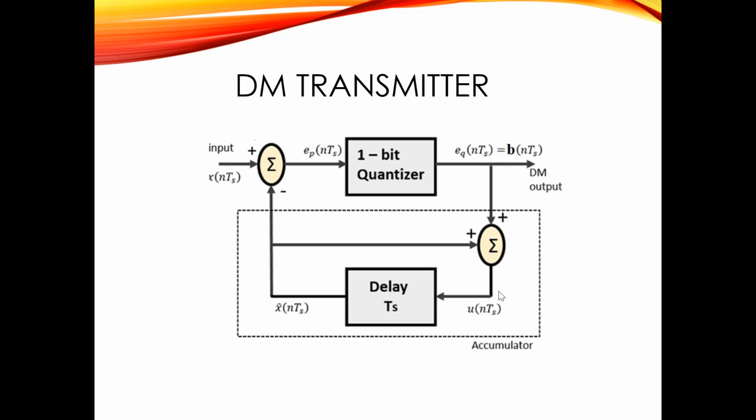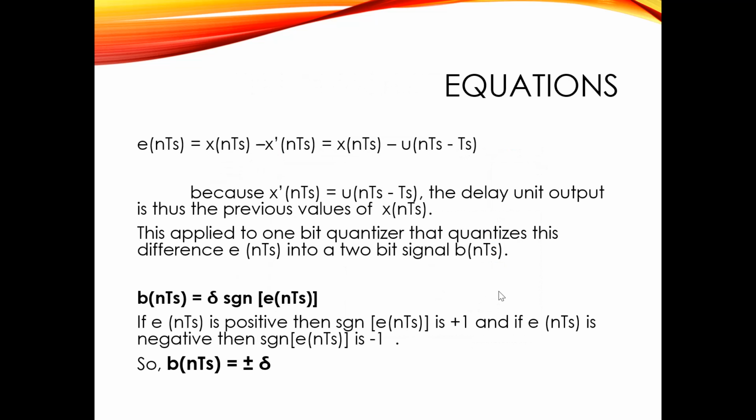So basically in delta modulator transmitter, the sampled signal x of nTs is applied at the input. The accumulator produces a staircase approximated version x dash of nTs of the previous sample value. The prediction error E of nTs is found, that is x of nTs minus x dash of nTs, and the prediction error is quantized into a single bit, that is 0 or 1, by the 1 bit quantizer, and the quantizer output is transmitted as a delta modulator signal, and the accumulator uses the same signal to produce the delayed approximated signal x dash of t.